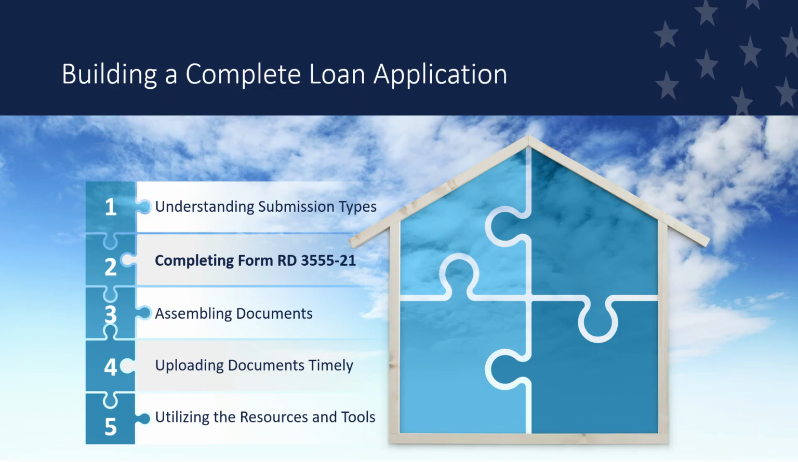The second step of building the application is ensuring that you submit a complete and accurate Form RD 3555-21, the request for single-family housing loan guarantee. The number one reason conditional commitments are delayed is because this form is submitted with incomplete or inaccurate information. So let's spend a little time walking through it.